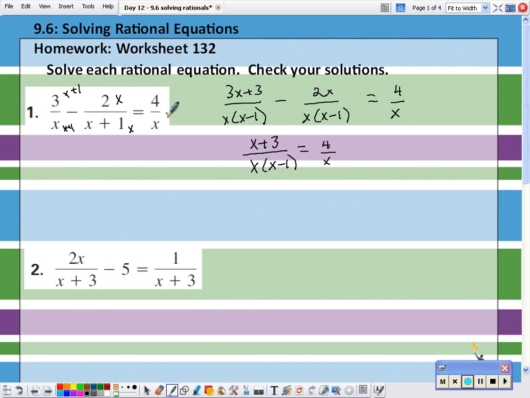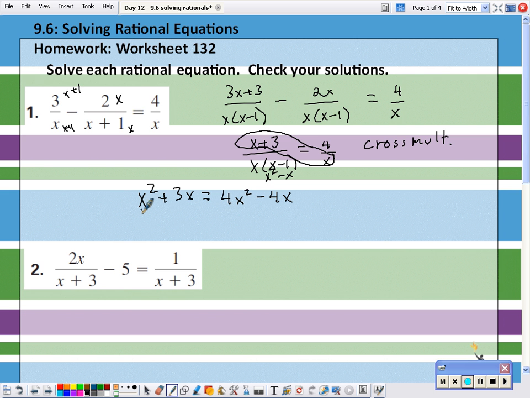Once we have added or subtracted anything in our equation and we have one fraction equals one fraction, now we can just cross multiply. Okay, so when we cross multiply, x times x plus 3 is going to give us x squared plus 3x. And then we know that this is going to be x squared plus x, and x squared plus x times 4 is going to give us 4x squared plus 4x.